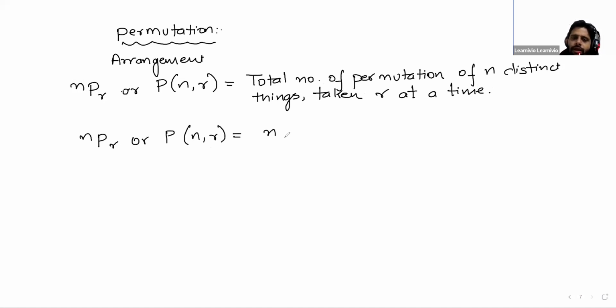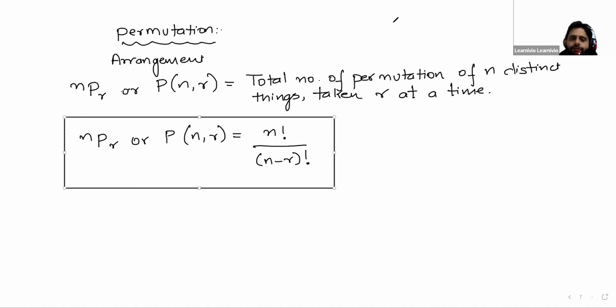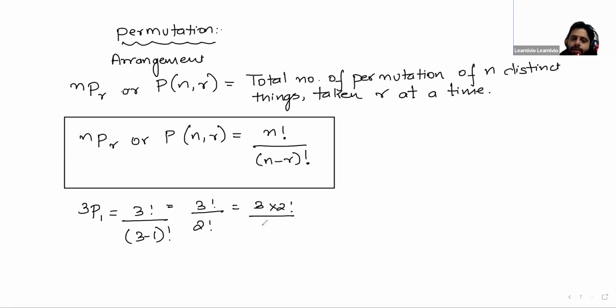This is equal to n factorial by (n minus r) factorial. So we have this formula. For example, if we have 3P1, then we will write 3 factorial by (3 minus 1) factorial, and this is equal to 3 factorial by 2 factorial. How can we solve it? 3 into 2 factorial by 2 factorial. This will cancel out, and finally we will get the answer 3. This is the formula of permutation.